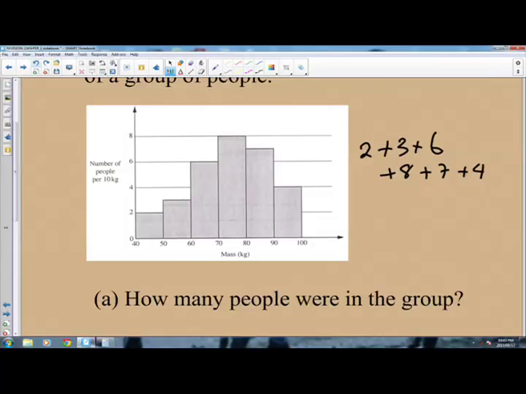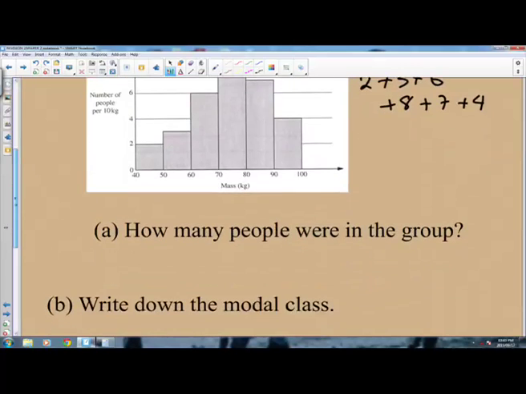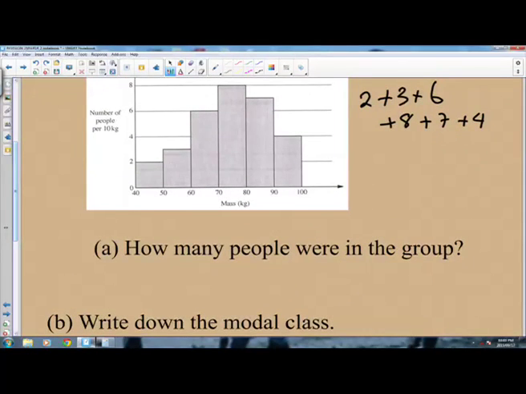So that's what we have, and then you just need to add this. This will be the total number of people in this group. 2 plus 3 is 5, plus 6 is 11, plus 8 is 19, plus 7 is 26, plus 4 is 30. So the total number of people in this group is 30. So we'll just write 30 here, and you'll get this answer correct. You are allowed to use a calculator here, so don't shy away from taking your calculator and working out this question.